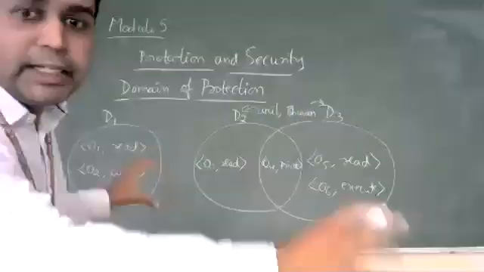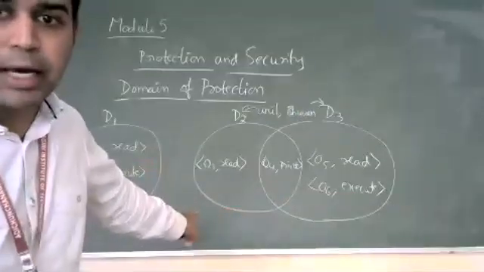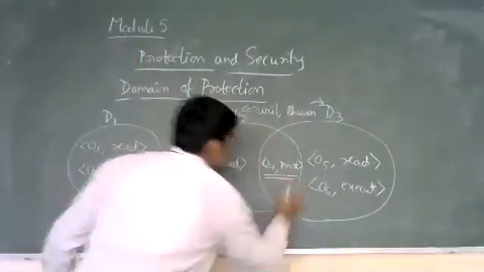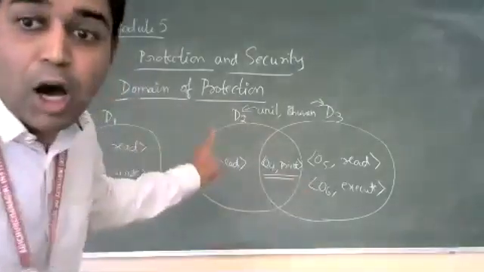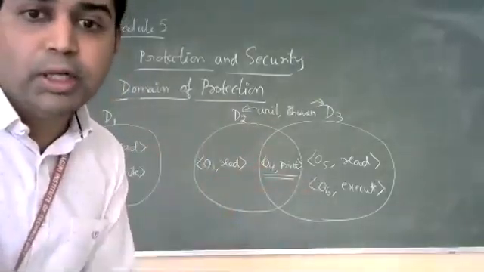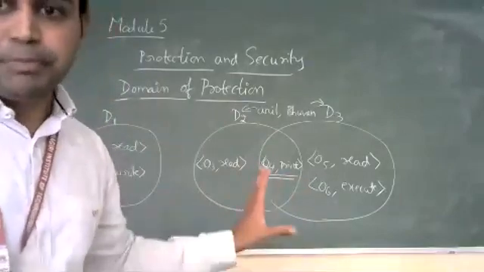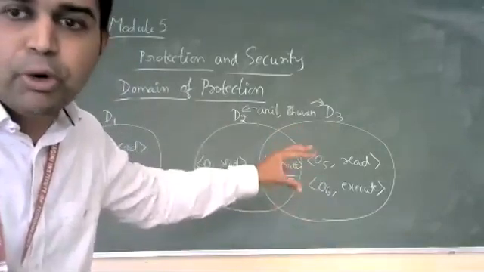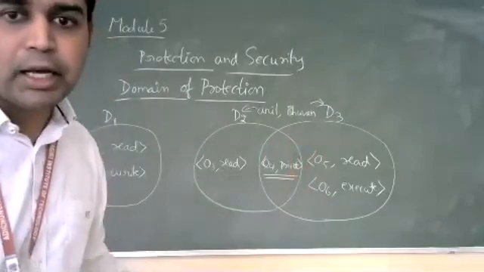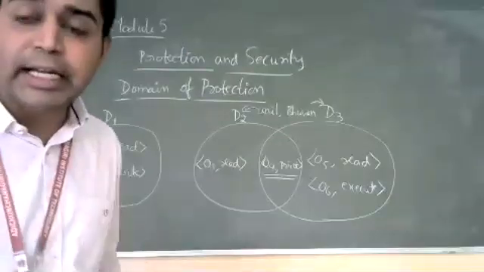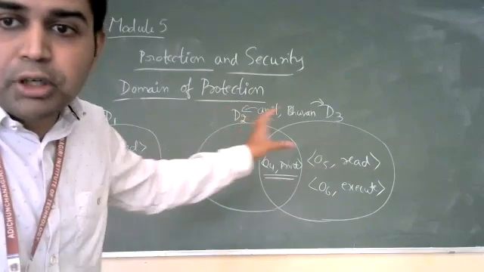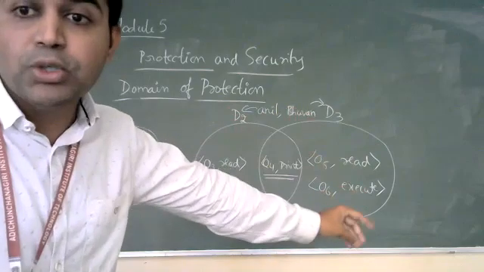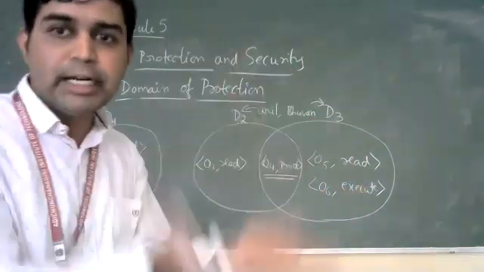Now there is an intersection you can observe in this diagram. The intersection point is object number 4. What is object number 4? It can be a printer. That's why the access right is written as print. Object 4 is a printer. Clear? And since it is an intersection, the users of domain 2 as well as the users of domain 3 both can use the printer, because it is an intersection.